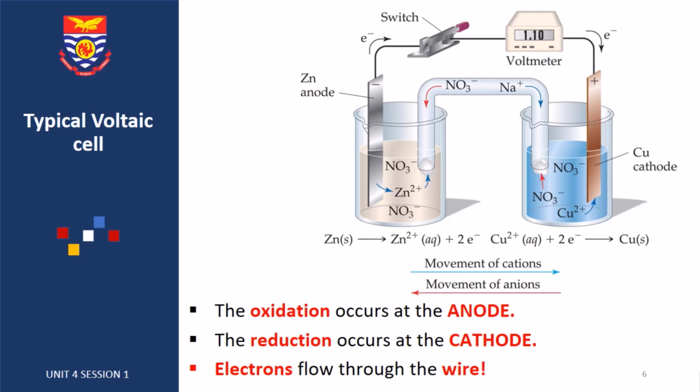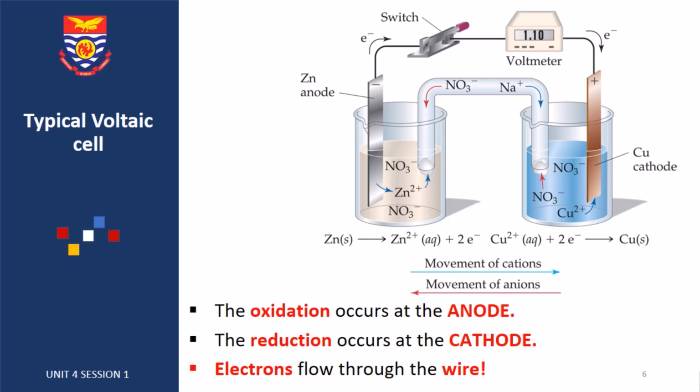So in this particular reaction, you realize that zinc is undergoing oxidation whilst copper is undergoing reduction. And remember, oxidation occurs at the anode and reduction occurs at the cathode. However, you also have to take note that electrons always flow from the anode to the cathode. Electrons flow from the anode to the cathode.